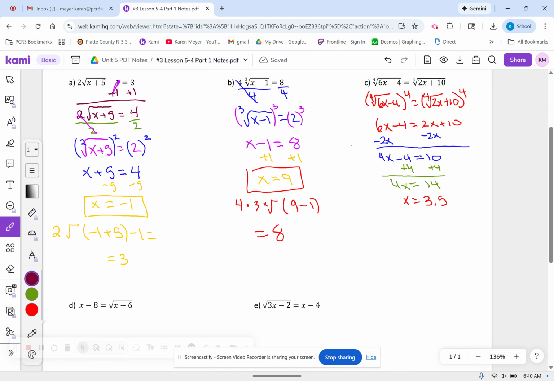So now on my calculator, this one I would do, for fourth root, I would have to do 4 and then x root, and then parentheses 6 times 3.5 minus 4. And then I'm going to have to do the other side because this one doesn't equal just a plain number, so I'll have to do the same thing. And then I want to see if these two sides give me the exact same answer.